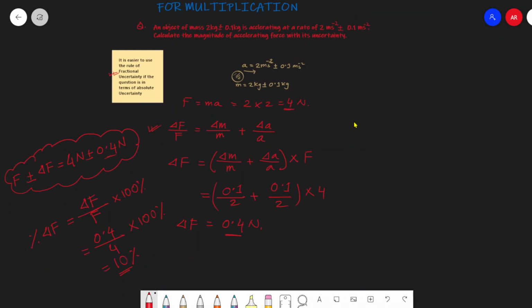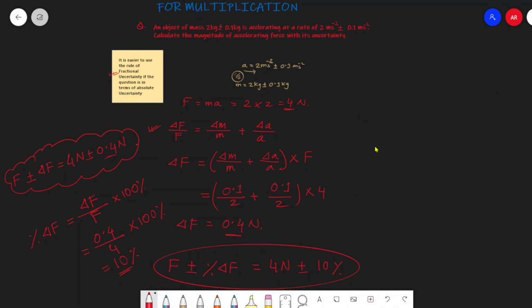Now, if we express the force in terms of the percentage uncertainty, F plus minus percentage uncertainty of F, this is 4 Newton plus minus 10%. The percent does not have a unit, so this is how it is going to be expressed.